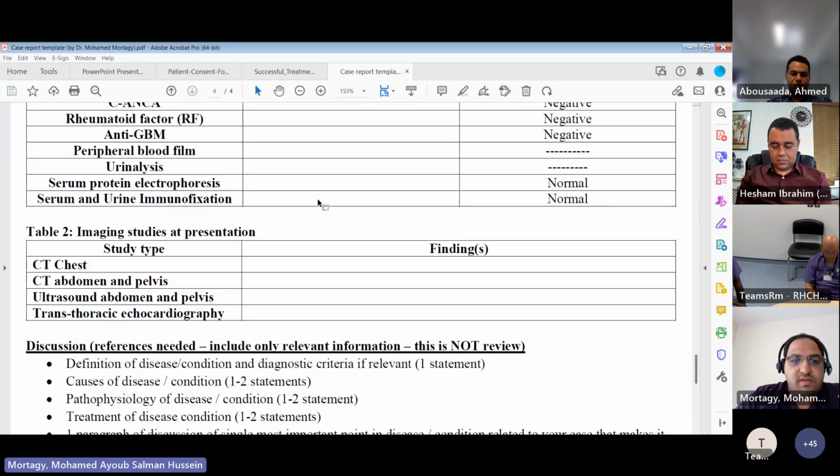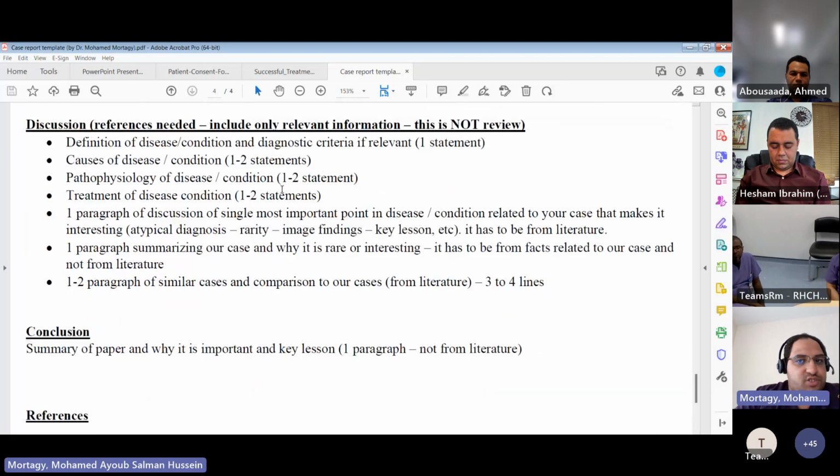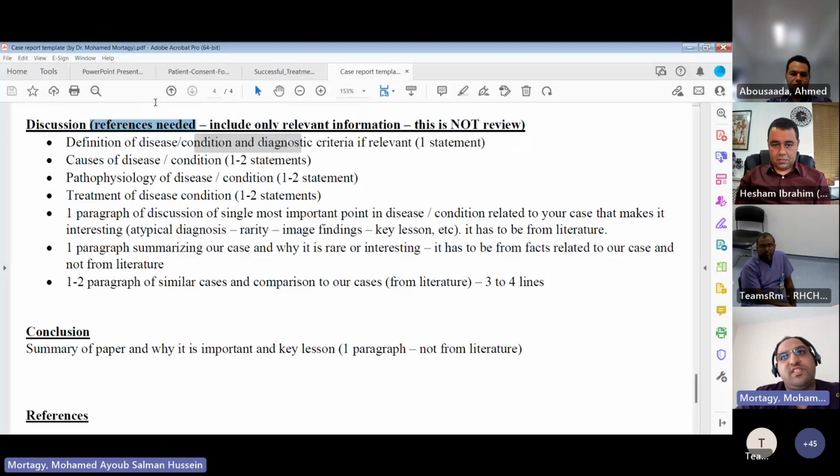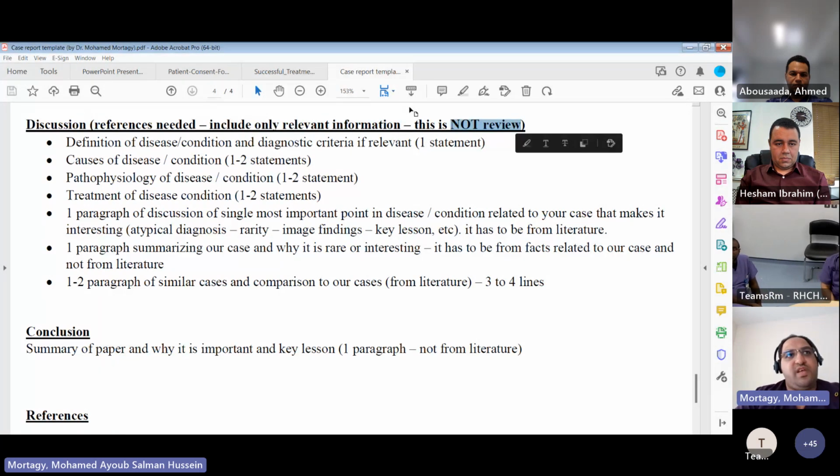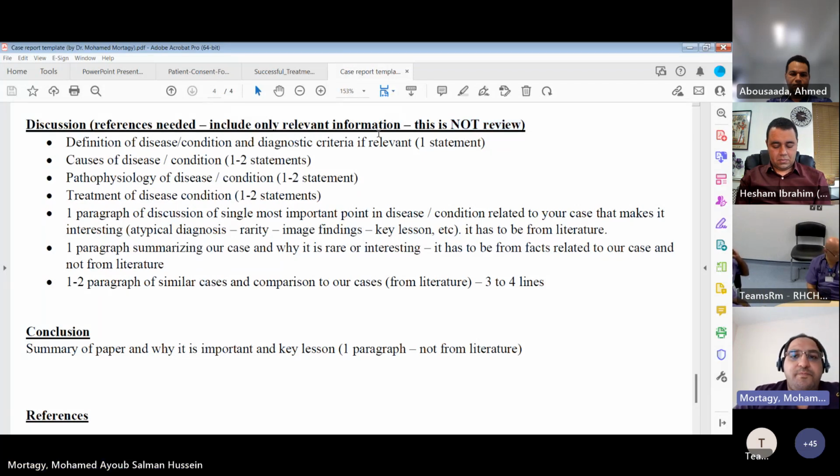And then the next step will be the discussion. Usually you have a lot of references here because everything you say basically depends on literature, on your search in PubMed, for example. But only include relevant information. Let's say you're talking about Moya disease and its association with Graves. This is not a review. We're not going to discuss everything related to Moya or Graves. No, we're not doing this.